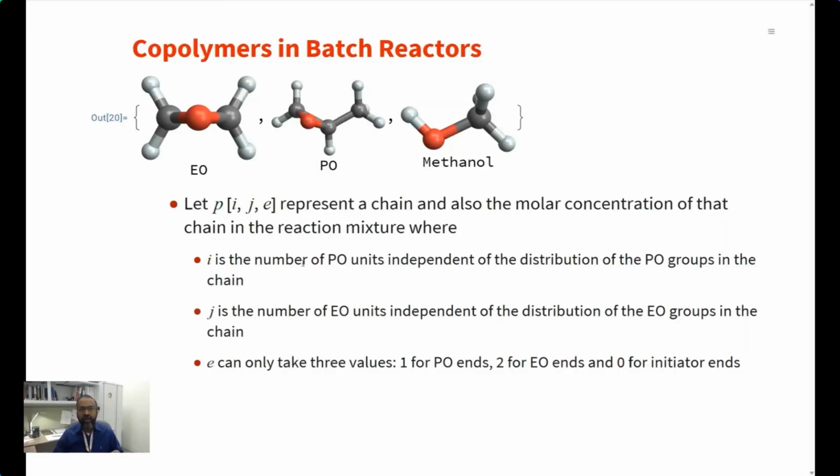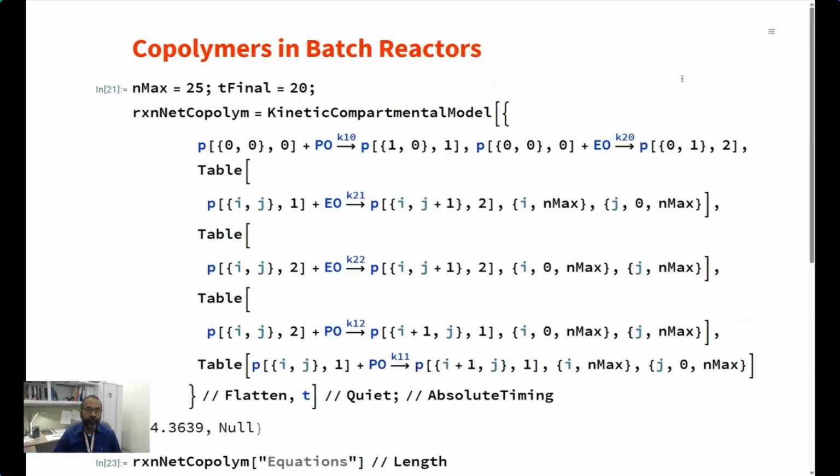So what we are tracking here is the overall number of repeat units of monomers 1 and 2 in the chain. And we're not paying attention to the sequence of that monomer. E can only take on 3 values: 1 for PO ends, 2 for EO ends, and 0 for initiator ends. I set a lower truncation limit just for illustrative purposes, and the polymerization batch reactors run for 20 hours.